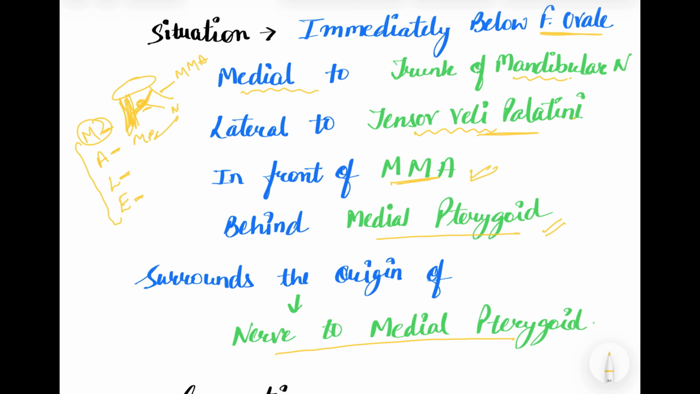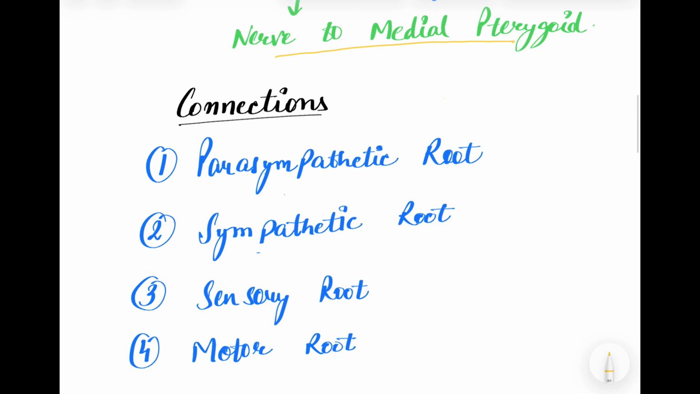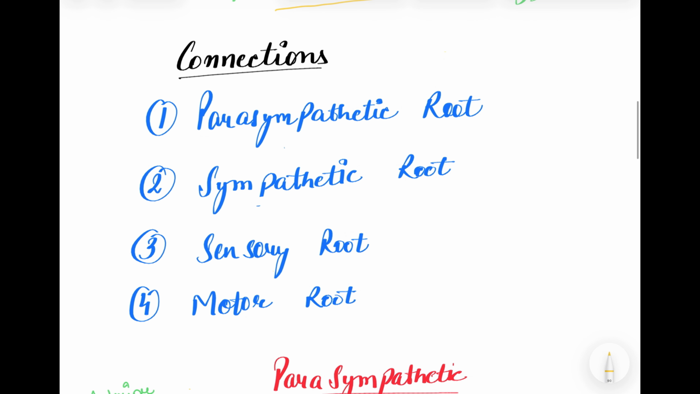Now we will be talking of a very important thing over here, that is the connections. Every parasympathetic ganglia is going to have connections, but in the otic ganglia the thing which is very important is that we have 4 roots. First of all we have the parasympathetic root, then the sympathetic root, then the sensory root, and lastly the motor root. So there are 4 roots connected to your otic ganglia. We will be talking of these roots one by one.